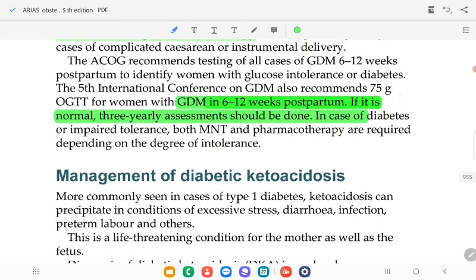It is recommended to test all cases of GDM 6 to 12 weeks postpartum to check the glucose levels. Otherwise, the patient should be tested 6 to 12 weeks postpartum with GDM. If it is normal, then a 3 yearly assessment should be done.